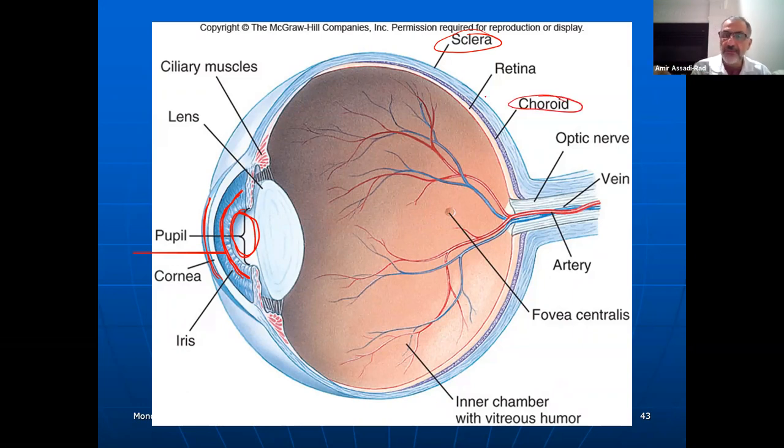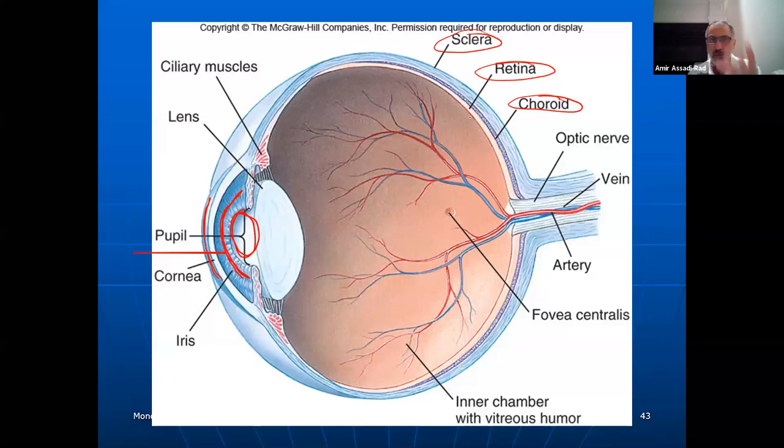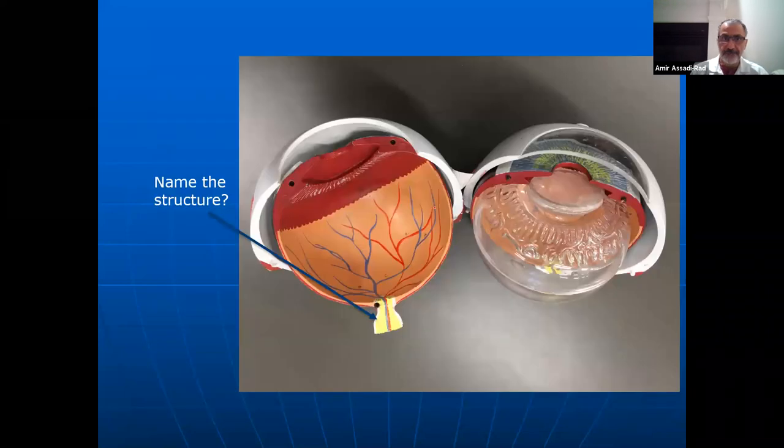And then underneath the choroid is the retina. The image is formed on the retina portion of the eye. And the retina is made up of rods and cones. Rods are responsible for your night vision, and cones are responsible for your color vision. And right here, the fovea centralis, it's all cones, there are no rods. And there are three types of cones: green, red, and blue. And because of the combination of these colors, you can see pink.